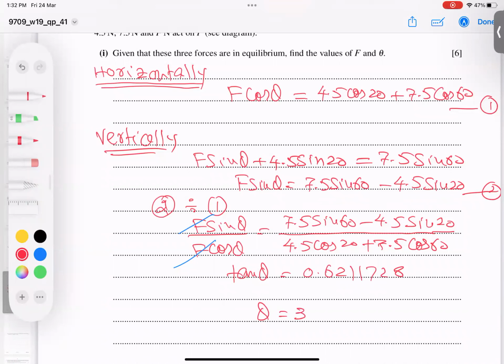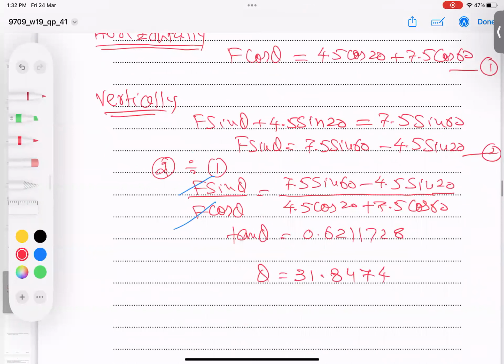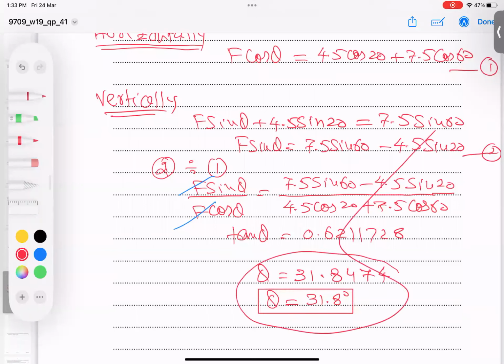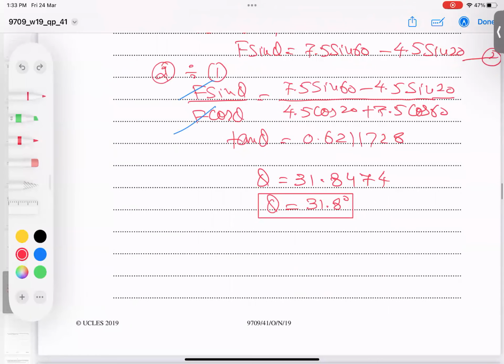It gives us 31.8474. You know why I write such a long answer? There is some reason behind it. Now I write 31.8 degrees, 1 decimal place. This is my final answer. But if I use this theta in any further part, then I will use the longer answer. I will use the longer answer in equation number 1. So I'm writing it now here. Put in 1, put this theta in 1.